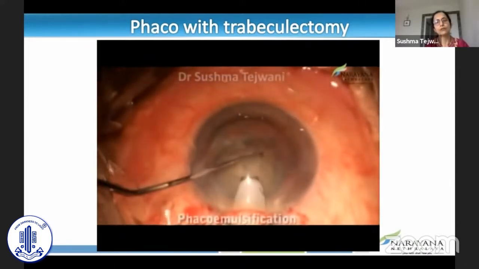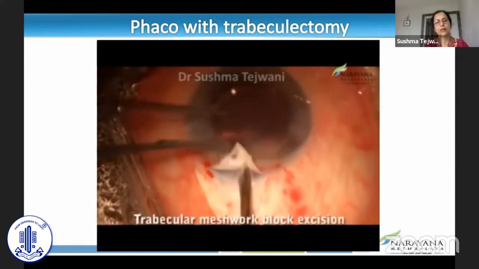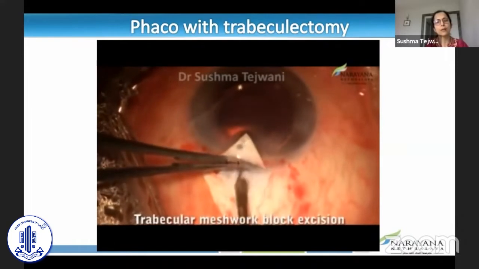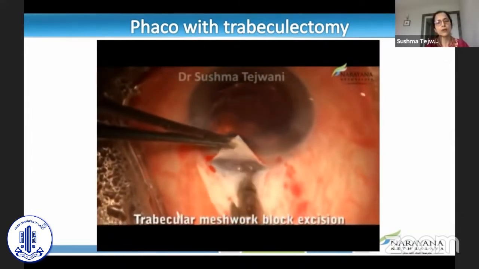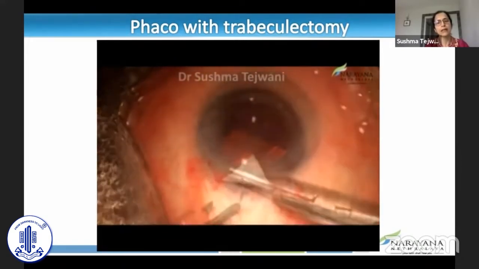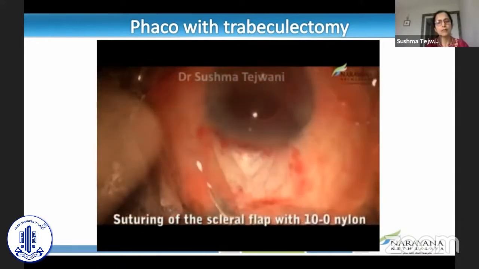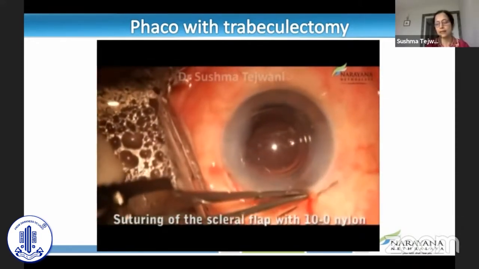So after you finish doing the phaco and put an intraocular lens inside, you can go ahead and remove the trabecular meshwork block to complete the block excision, like how we saw in the previous video, and then do a peripheral iridectomy. And the rest of the procedure remains the same. You can use the sutures to close the scleral flap and then the conjunctiva.